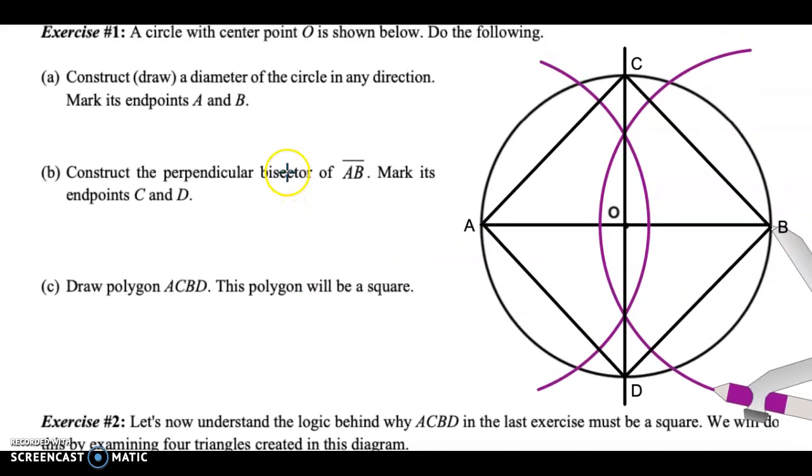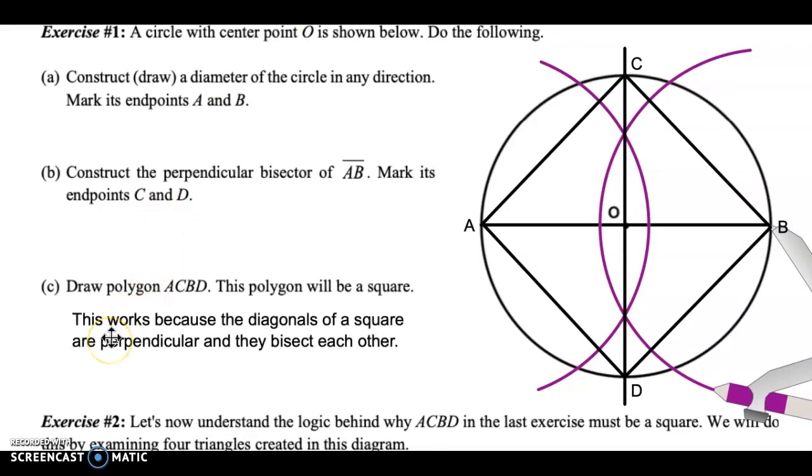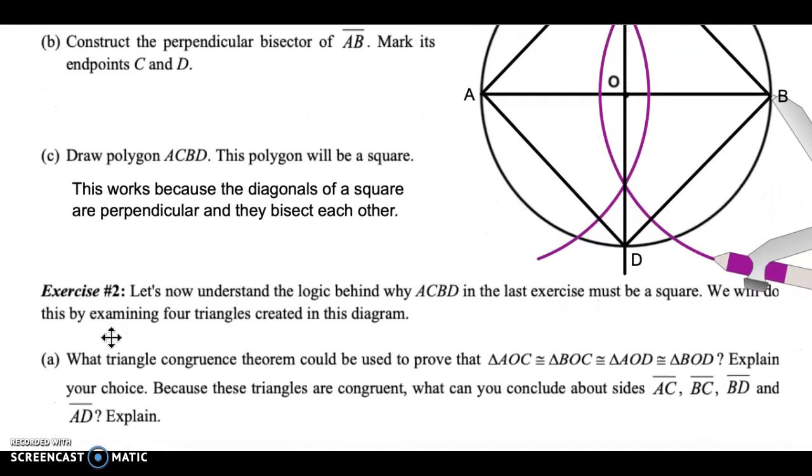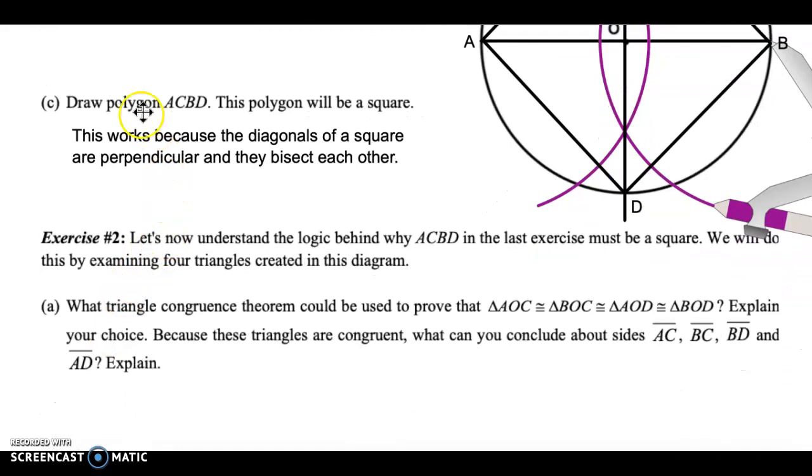Now, why does this work? We haven't talked about squares yet. We will. But basically, you're going to find out that the diagonals of a square are perpendicular and they bisect each other. So the diameter is one of the diagonals of the square, and then that perpendicular bisector is the other diagonal of the square. So again, the diagonals of a square are perpendicular and they bisect each other. So that's why those are the 4 vertices of the square. So they're going to sort of take us through a little bit. I mean, I said why right here.